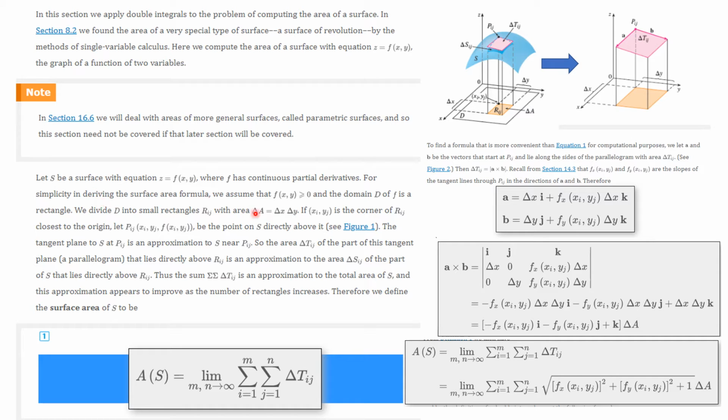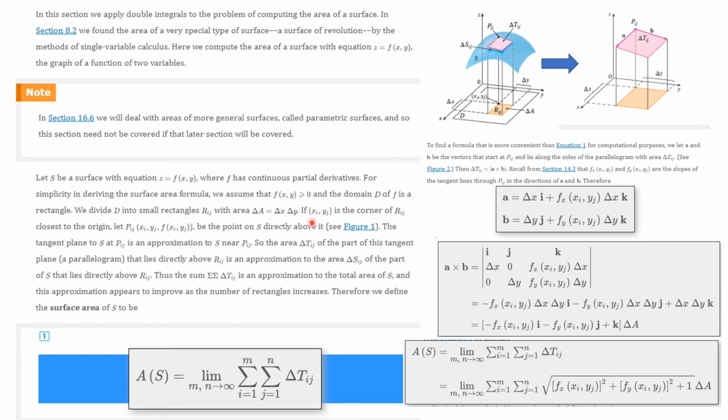Now, for simplicity, we're going to assume that f of x, y is greater than 0, as you see here, and the domain is a rectangle. So that means that the whole domain down here is this rectangle. Now we divide the rectangle D into smaller rectangles called Rij, with the area being delta x, delta y, as you can see in the picture.